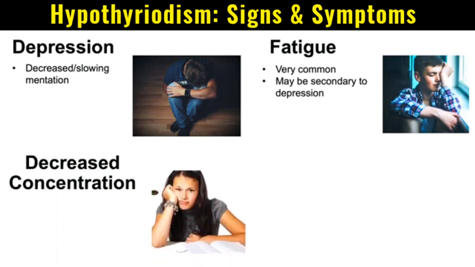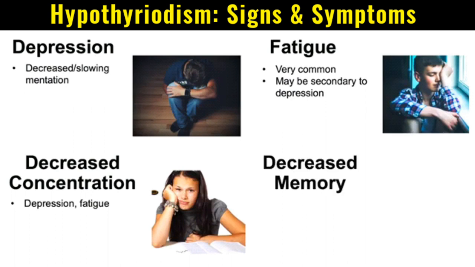Another symptom of hypothyroidism is decreased concentration. This makes sense if thyroid hormones regulate or increase mentation or cognition. If we have low thyroid hormone levels, we're going to have decreased concentration and decreased cognition. It can be due to low thyroid hormone levels, and it can also be due to depression and fatigue, which are also caused by the low thyroid hormone functioning.